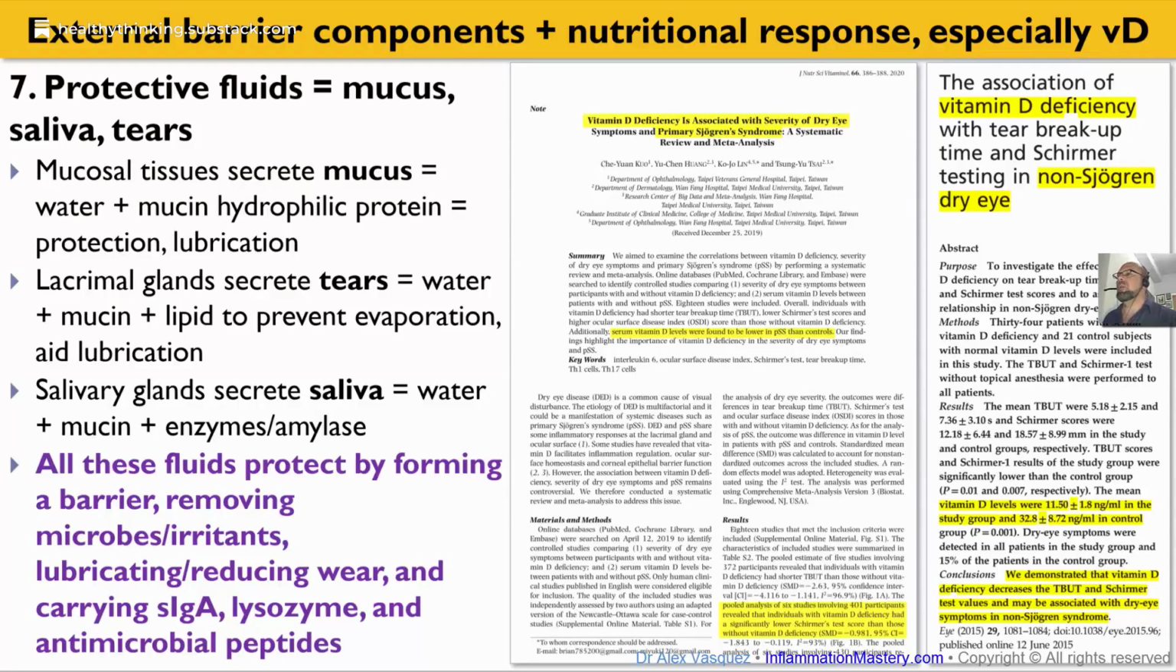So when you're working with patients who have dry eyes, dry mouth, dryness of the genitourinary tract, maybe they have an official diagnosis of Sjogren's syndrome, you definitely want to look at their vitamin D status and see if therapeutic replacement of vitamin D provides benefit.